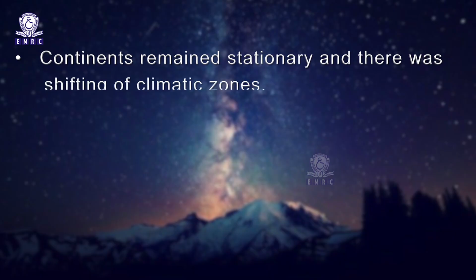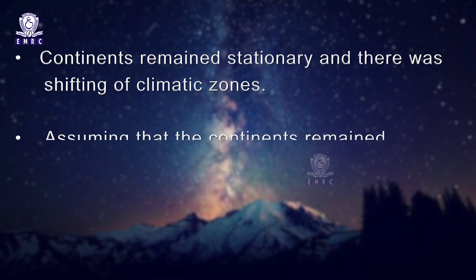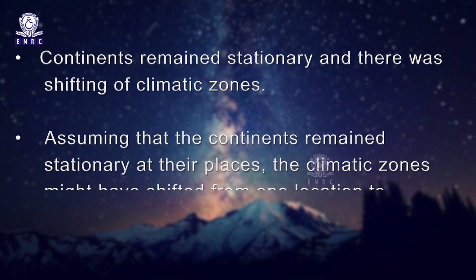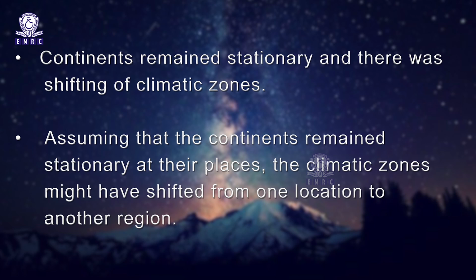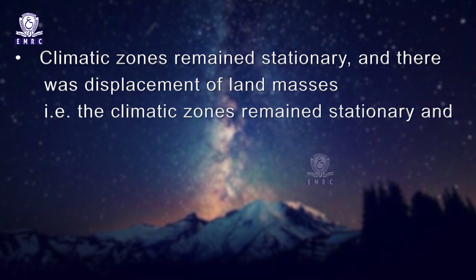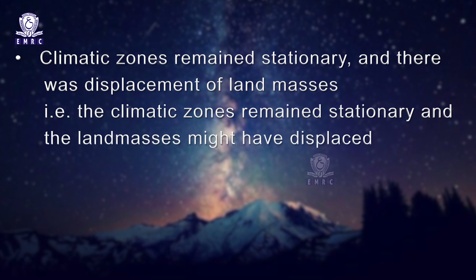1. Continents remained stationary and there was a shifting of climatic zones. Assuming that the continents remained stationary at their places, the climatic zones might have shifted from one region to another. Secondly, the climatic zones remained stationary and there was a displacement of land masses, that is, the land masses might have displaced and drifted.